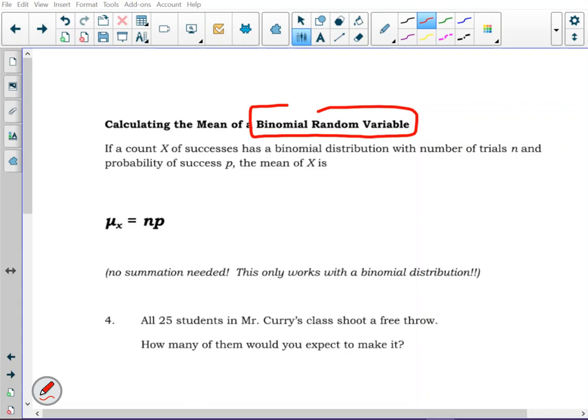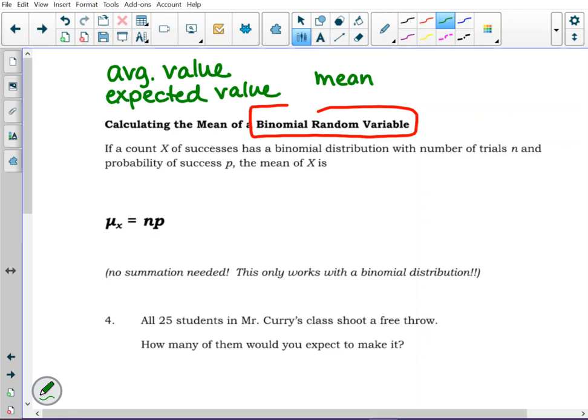So when we're calculating the average value, the expected value, the mean, mu x, but it is a binomial, all you have to do is take n times p. N is the number of trials, p is the probability of success.